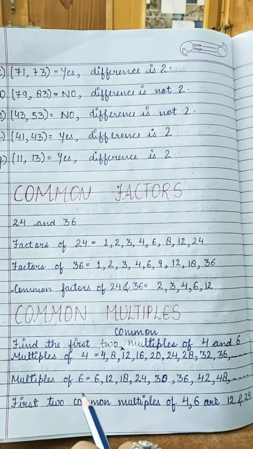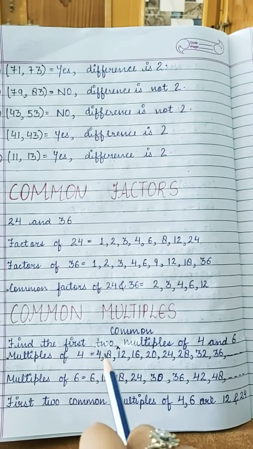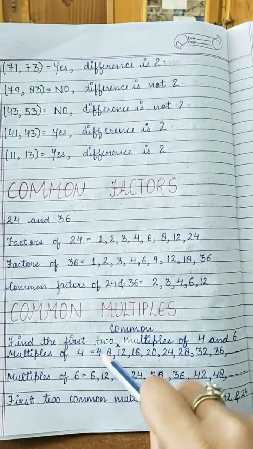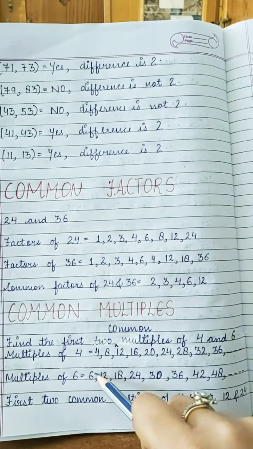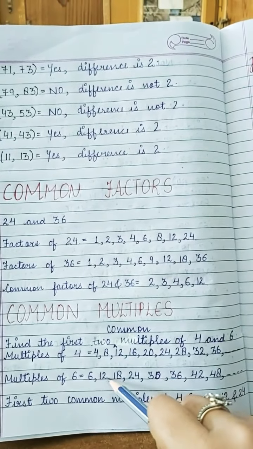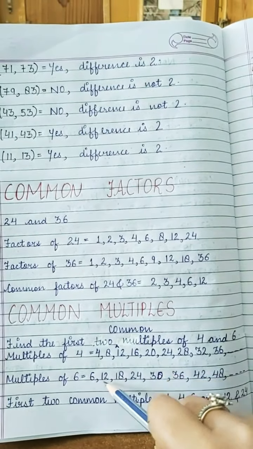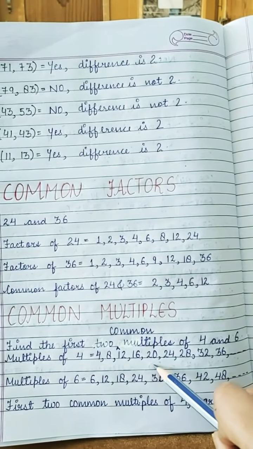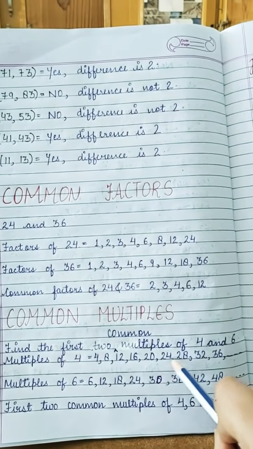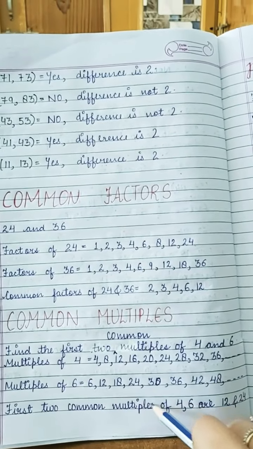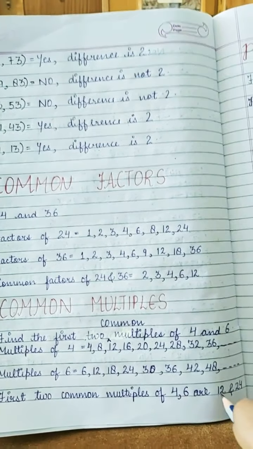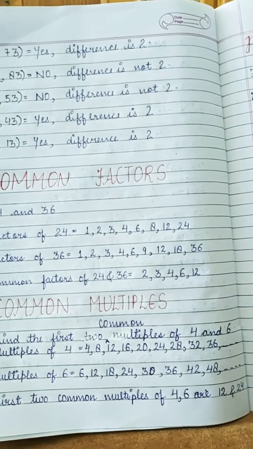Now what we have to do? We have to find the first two common multiples. So observe the multiples which are common here. See 8, is it common? No. Now observe 12. 12 is common. Then after 12, which one is common? 24. So here we got the two common multiples of 4 and 6, that are 12 and 24.